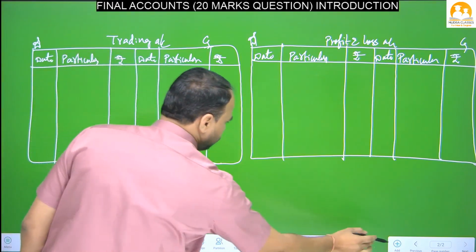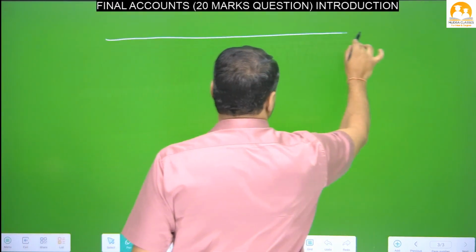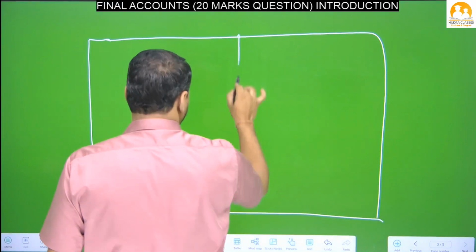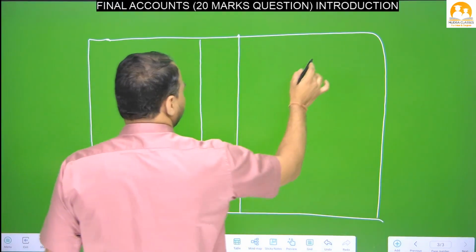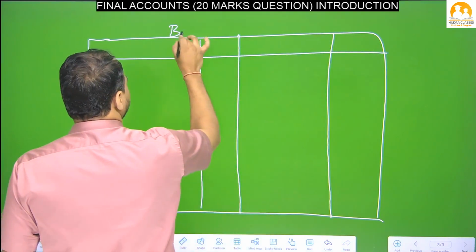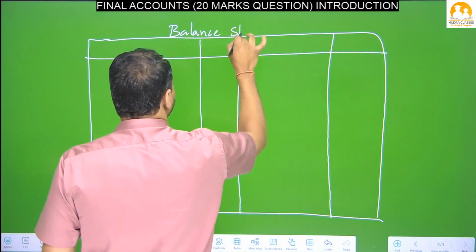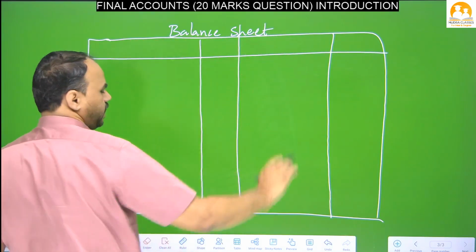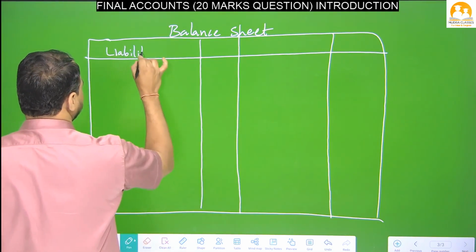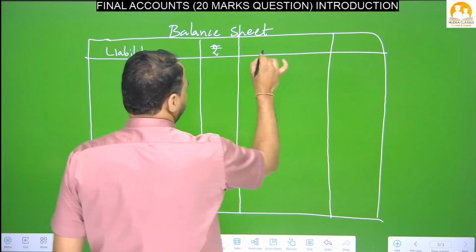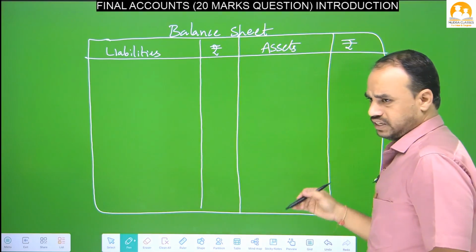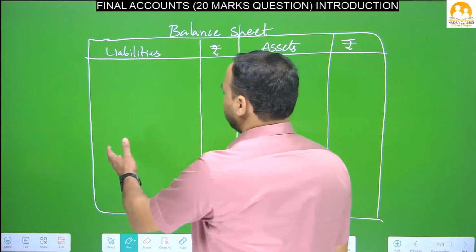After that, one more thing we will prepare here, that is the balance sheet. This is not an account, this is a statement. At a particular date, it shows how many assets we have and how many liabilities we have. It is a little different from the previous two accounts. In the balance sheet we will not write debit and credit. On one side we will write liabilities and amount, and on the other side assets and amount.